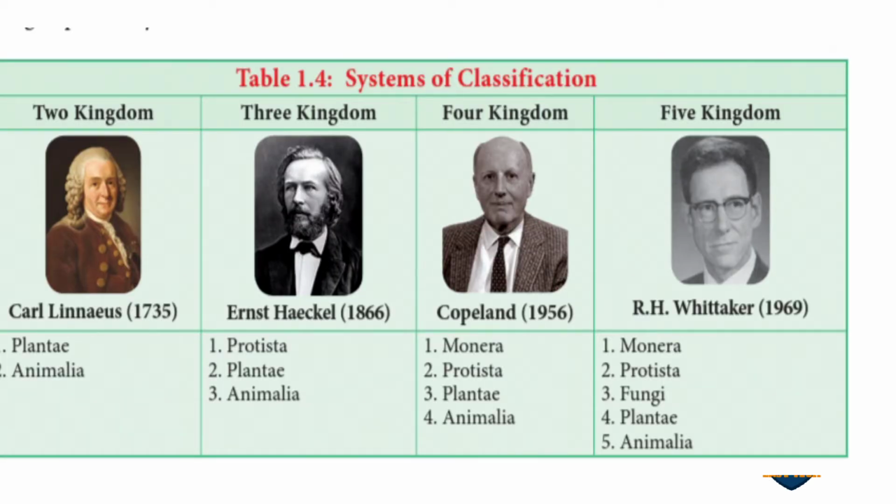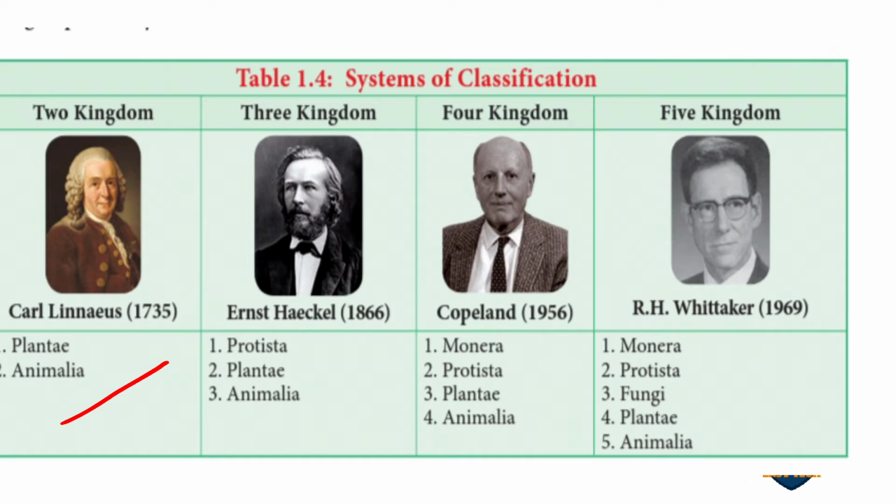These are the people who gave the various systems of classification. The first one is Carolus Linnaeus, the father of modern taxonomy. In 1735, he classified living organisms into only two groups: one is plants and the other is animals. So according to Linnaeus, only two groups are there, plants and animals.